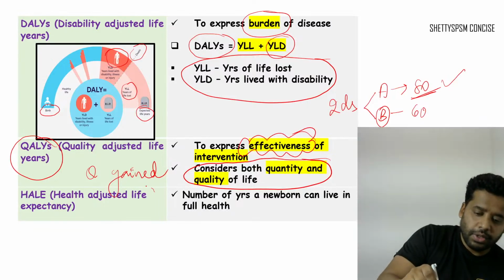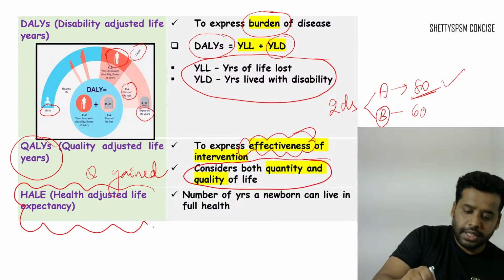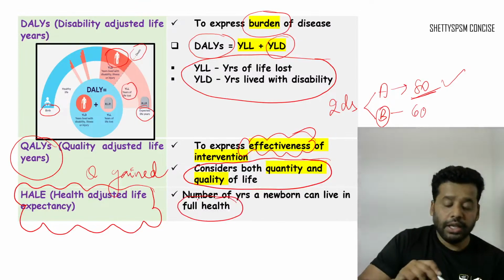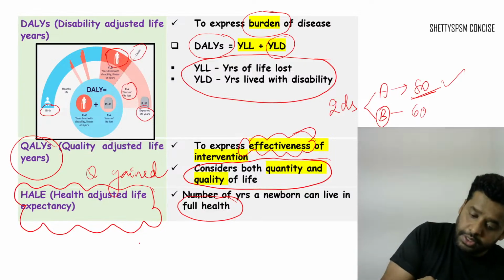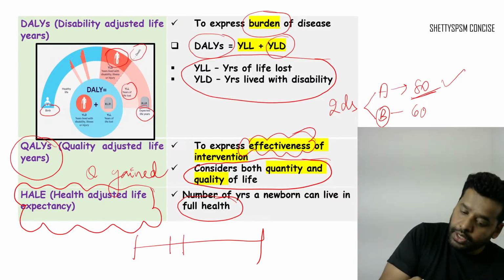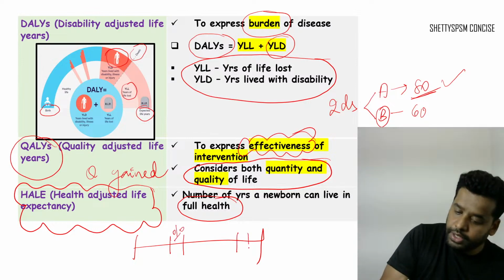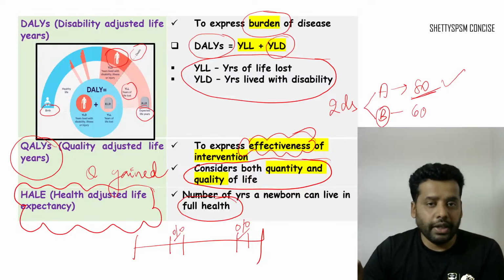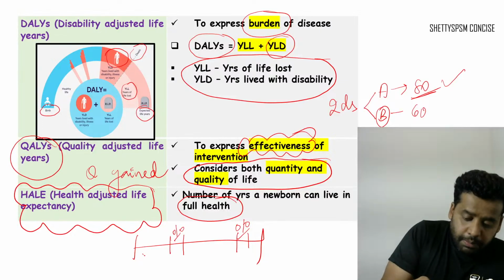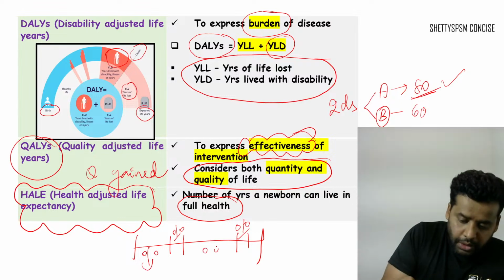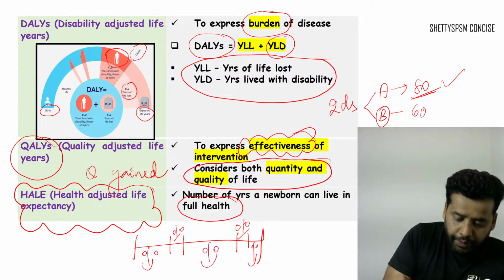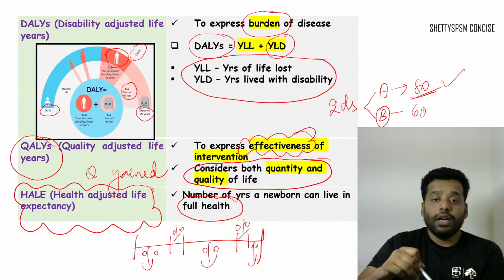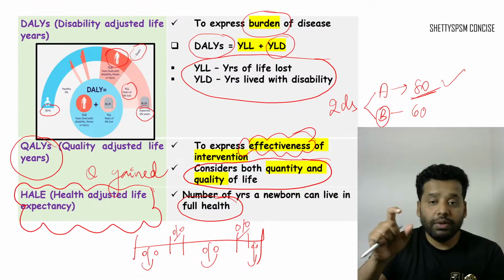Then come to this word, health adjusted life expectancy. The number of years an individual can live in full health. If this is the total life expectancy, something has happened, negativities, that is what life is. Something will happen in between. We subtract everything. Only the positive component is counted. That is telling how well the person has lived in that population.